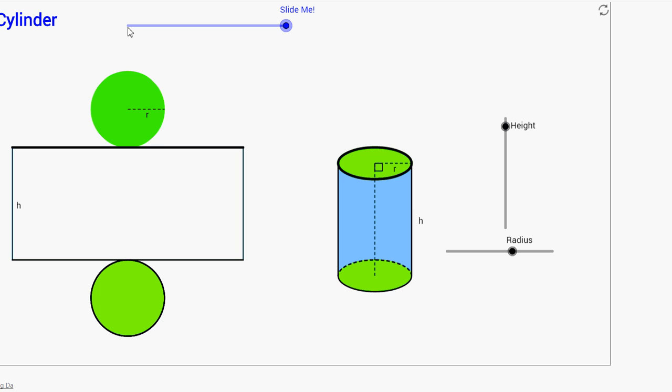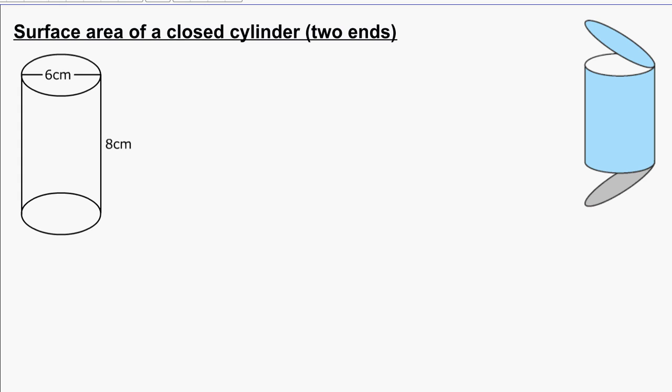So our goal is to find the surface area of this cylinder, which means we need to find the area of these two circles, and we need to find the area of the rectangle formed by the curved surface, and then we add them together to find the surface area of a cylinder. So a few things that I want to mention here is that the net is made of two circles and a rectangle, which is curled around to make a curved surface.